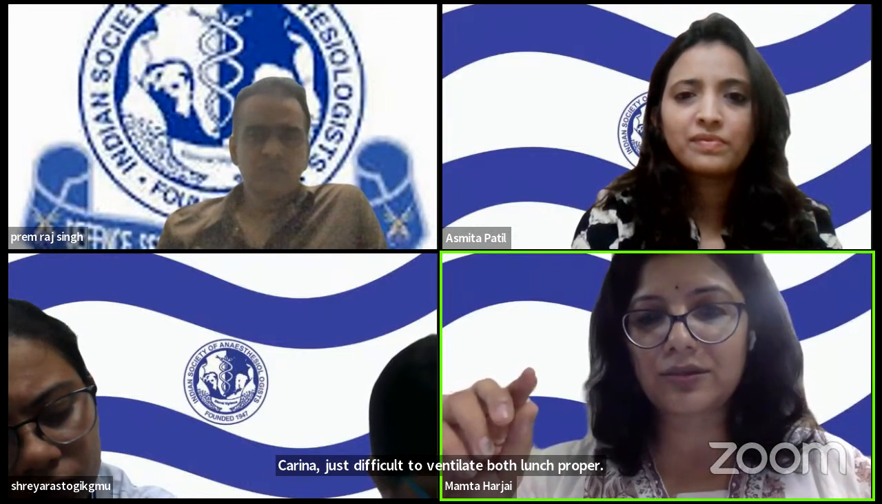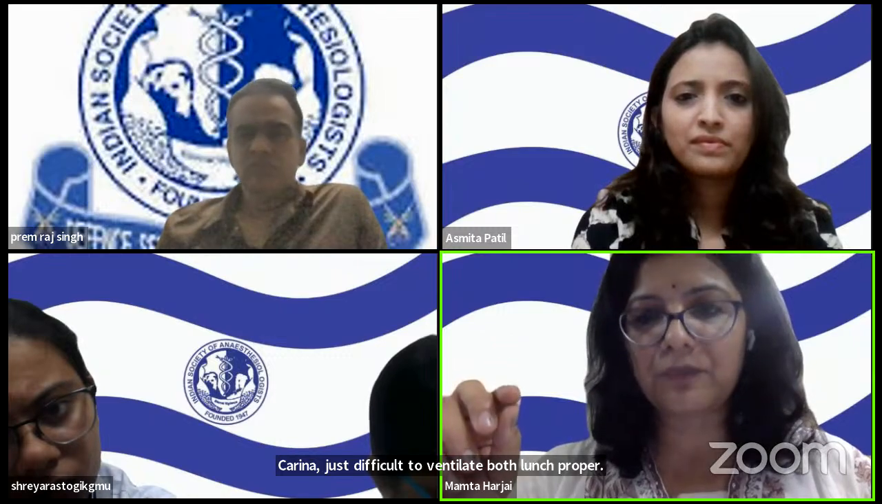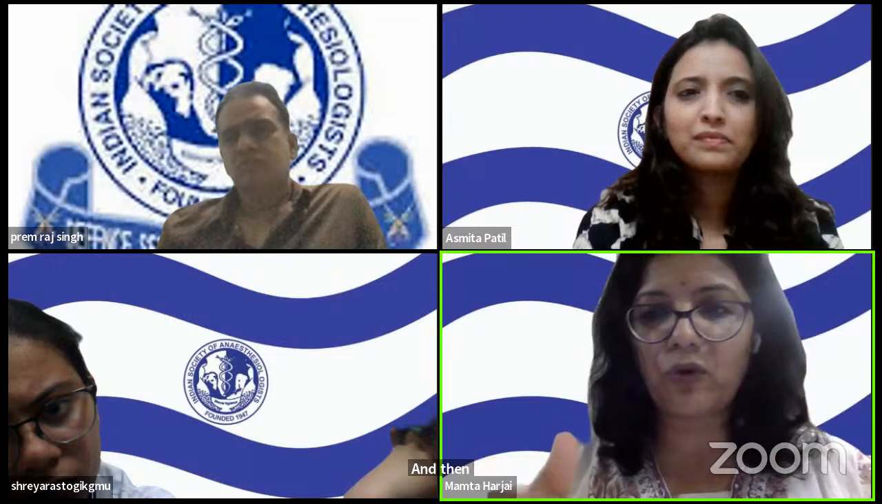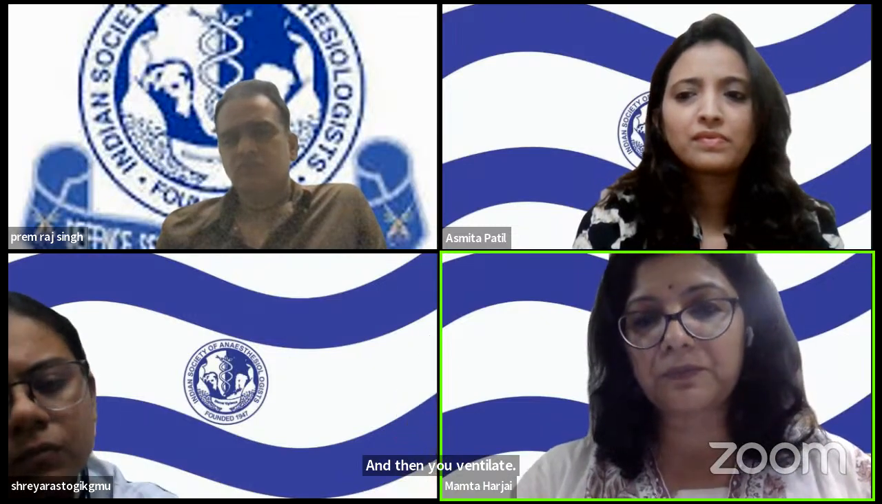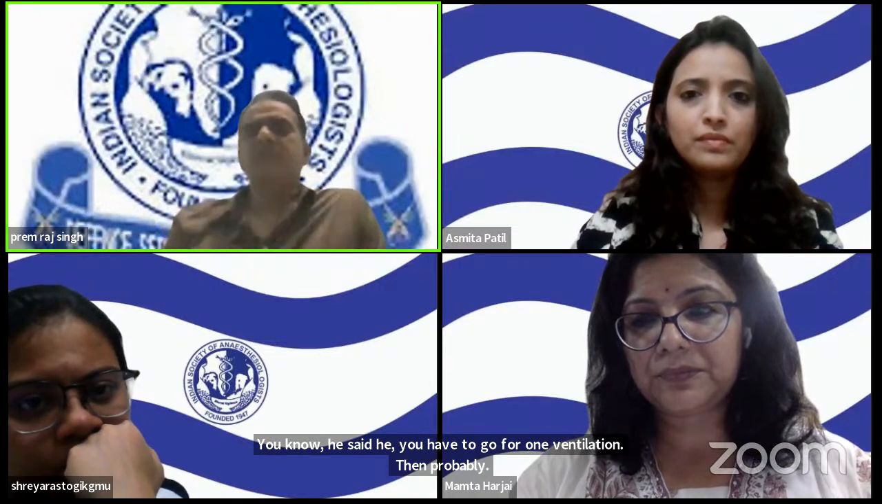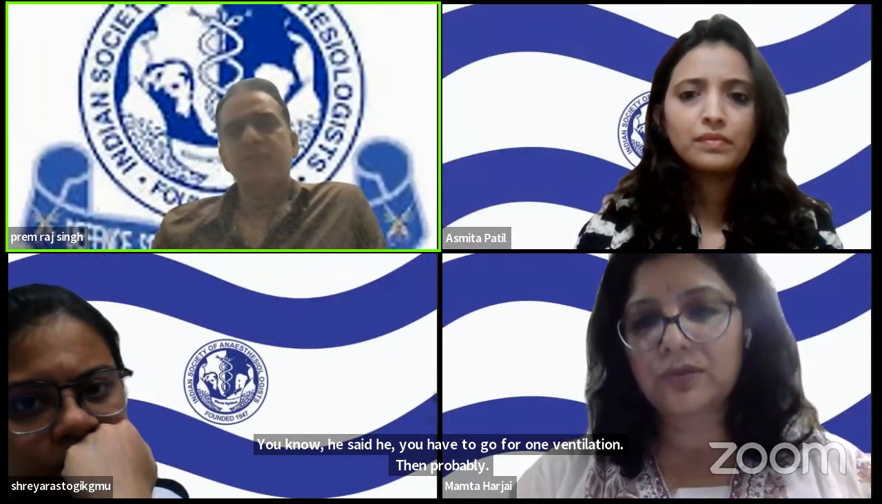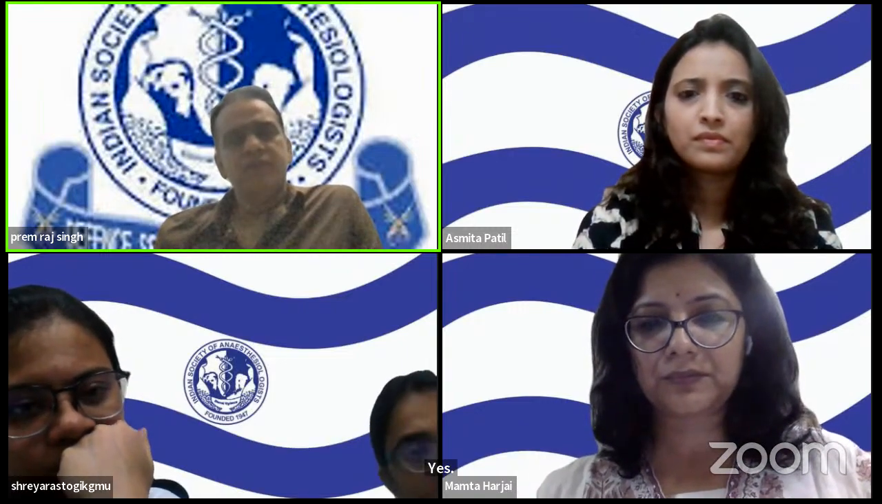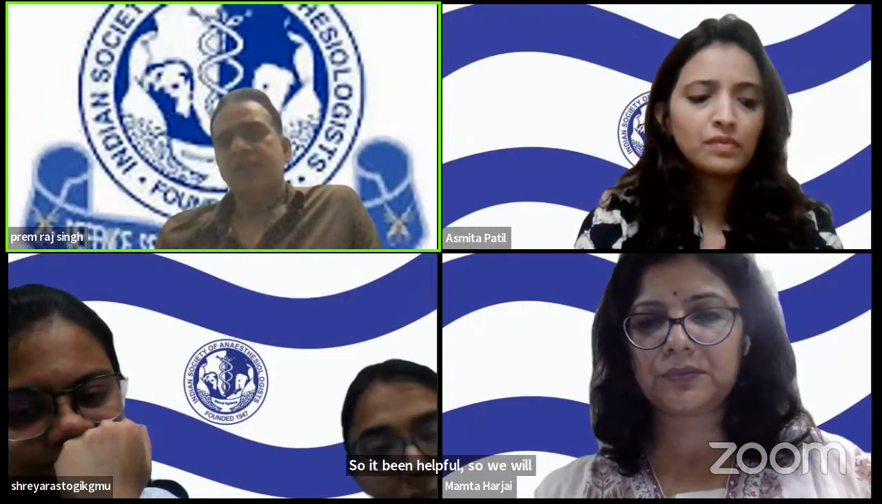You block that with a Fogarty catheter, and then you ventilate. Or as he said, you have to go for one lung ventilation, then probably. If you have bronchoscopy, then we can easily identify the site and location. Yes, so it will be helpful. Bronchoscopy will be helpful in this patient, a site near to carina, a fistula near to carina.